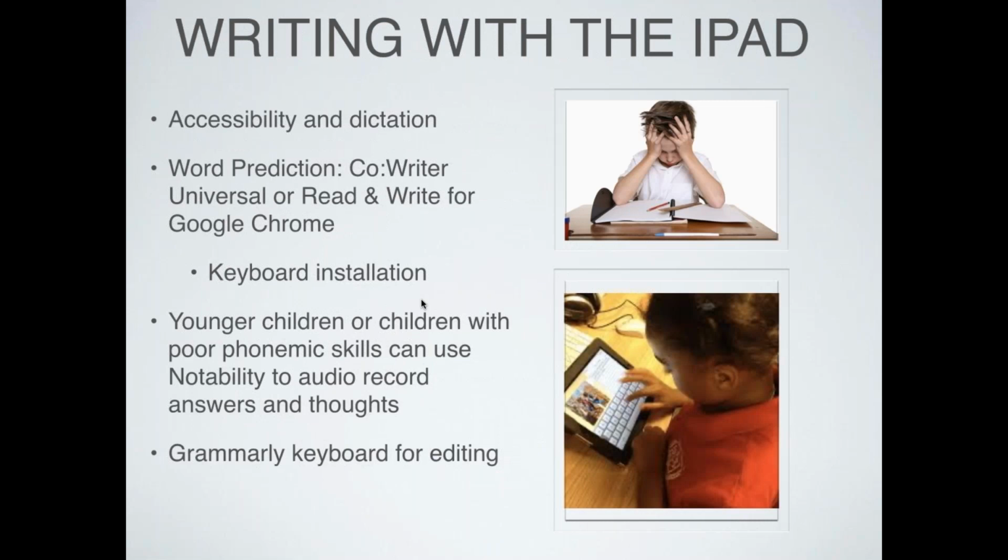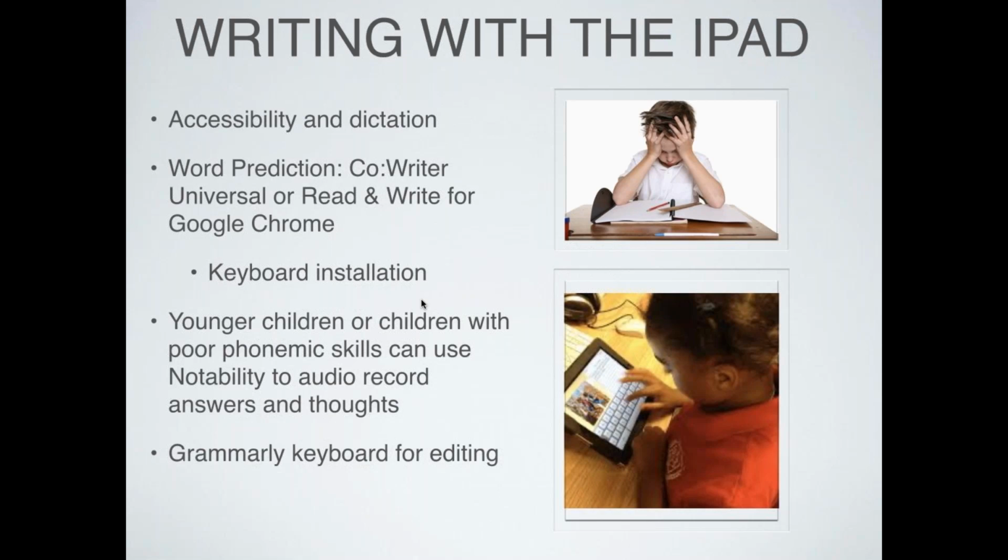Okay, I'm going to move on to writing with the iPad. So again, we can use the accessibility features and dictation. Word prediction, if you're not familiar with this, is where you start to type a letter and it goes phonemically off of what it thinks you're trying to say. So for instance, if a child is typing cat and they do a K, word choices are going to pop up, and CAT is probably going to be one of those choices.